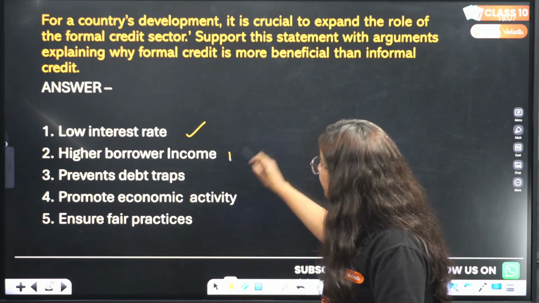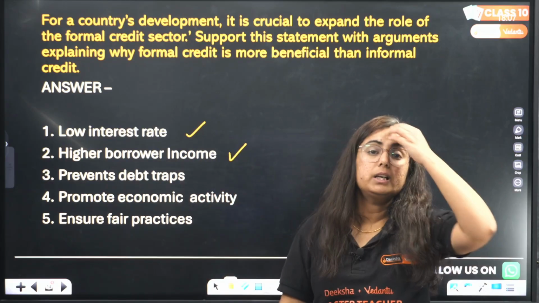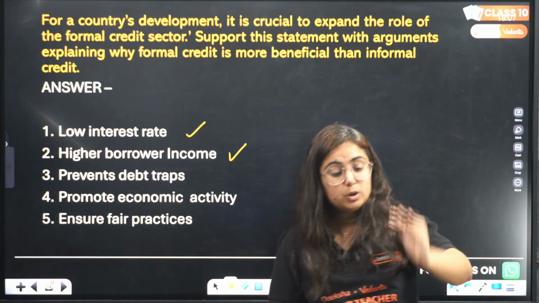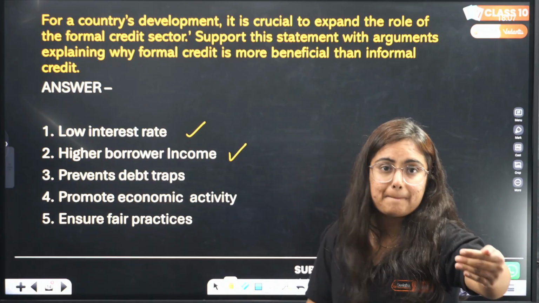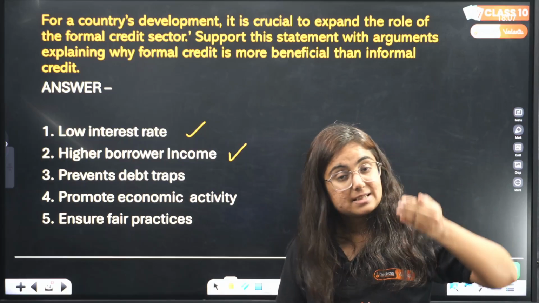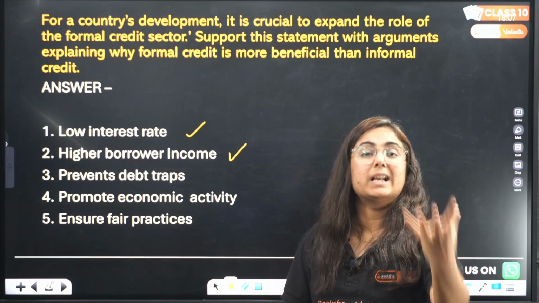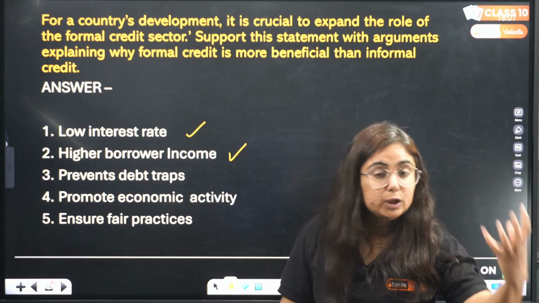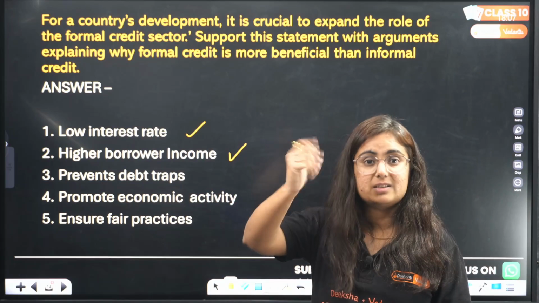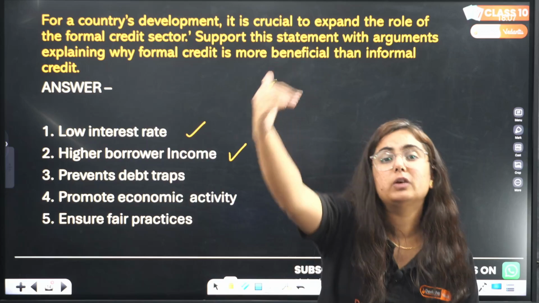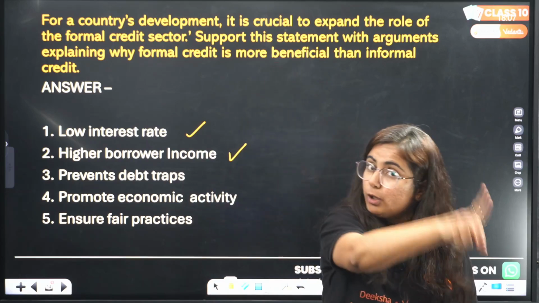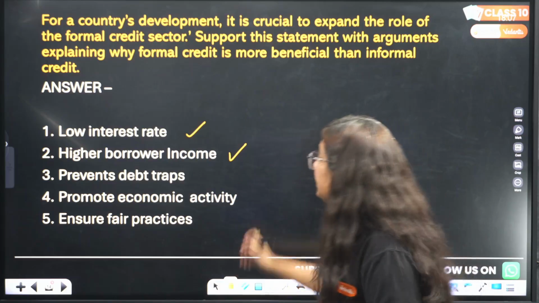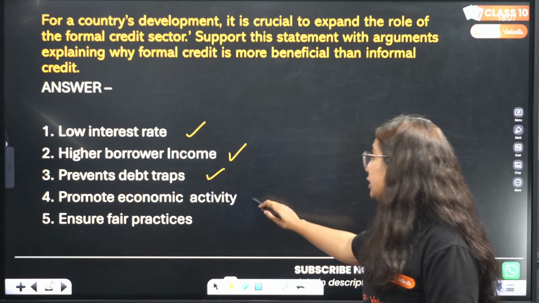Theek hai, high borrower income. Now what do we mean by high borrower income? Whenever you take a loan from the bank, there are chances it can increase your borrowing capacity. Like if you are a landless labourer taking a loan from a moneylender at a high interest rate, you are paying much of your income as interest. But what if you go to the bank? You can get more borrowing capacity. It will prevent you from debt traps and promote economic activity.